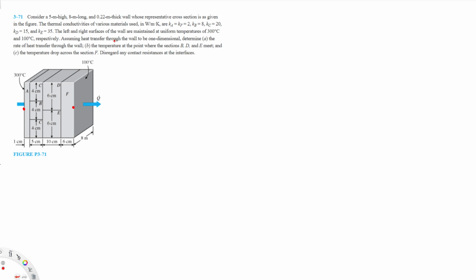Assuming heat transfer through the wall to be one dimensional, determine: the A part is asking the rate of heat transfer through the wall. Now let's do the A part first. So let's see how we can find the heat transfer rate. To do that, let's draw the resistance diagram separately.